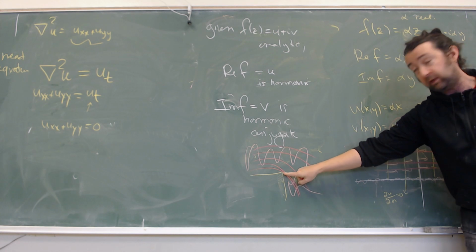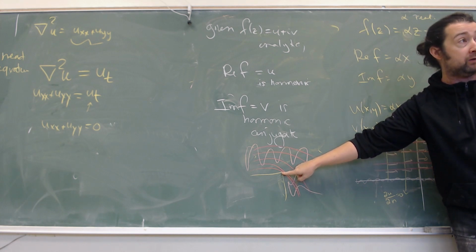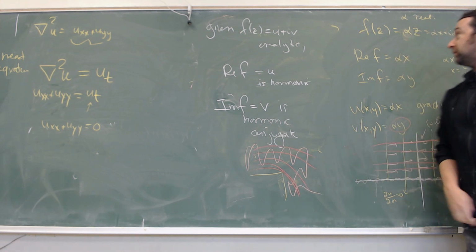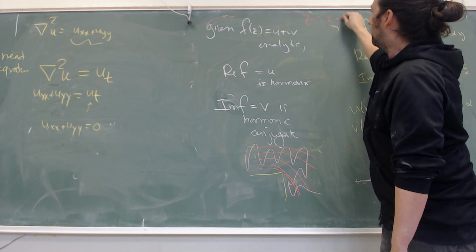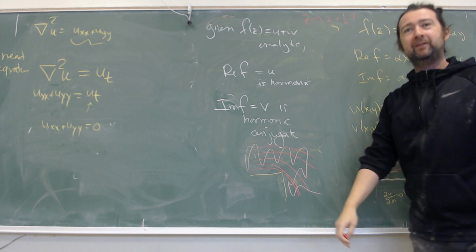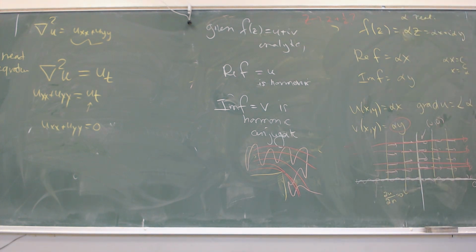We can pick up behavior around significantly more complicated objects. In the very first example, you might want to work this out: what does the map z goes to z plus 1 over z do? That's the very first conformal map we're going to look at next time. So we've got the setup. Next time, we're going to actually look at concrete examples. These actually can be visualized in Desmos.